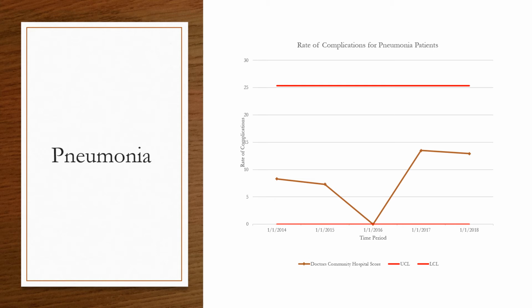The fourth performance indicator was comparing Doctors Community Hospital performance rate of complications and death for pneumonia patients with its competitors. We begin to see a similar pattern as before. Doctors Community Hospital's performance observed values have stayed within limits and have not exceeded the upper control limit or the lower control limit as expected compared to its competitors.